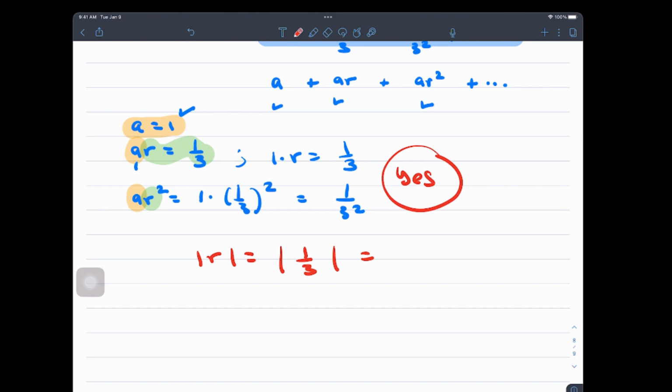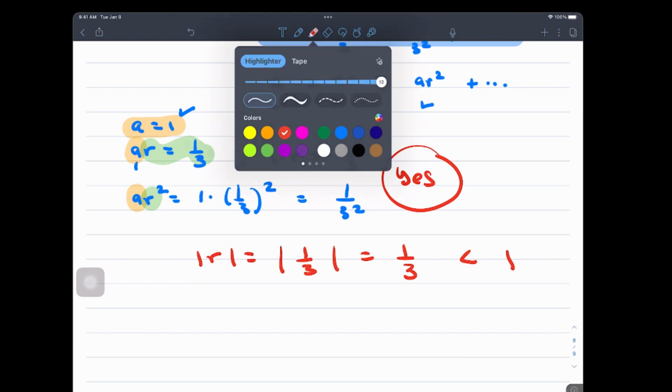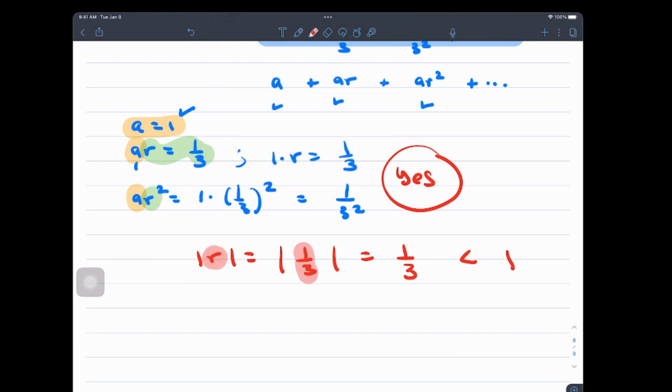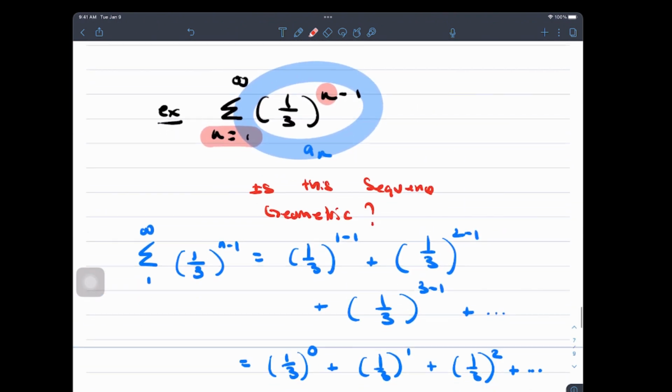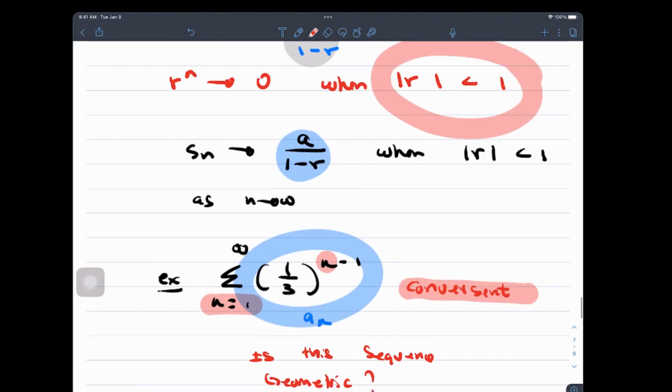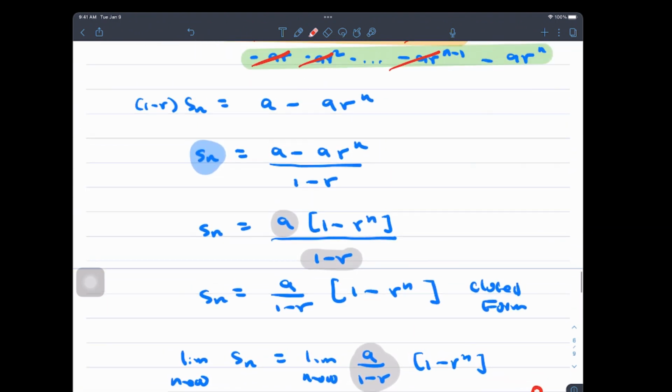Absolute value of 1/3 is what? 1/3. Is that smaller than 1? So yeah. So guess what, ladies and gentlemen? Our r value of 1/3 is smaller than 1. So this is a convergent what? Geometric series. So I can say to you guys that this thing is what? It's a convergent series. The sequence of partial sums converge. I don't have to do all that work. I just showed you guys because I proved in general what this is.